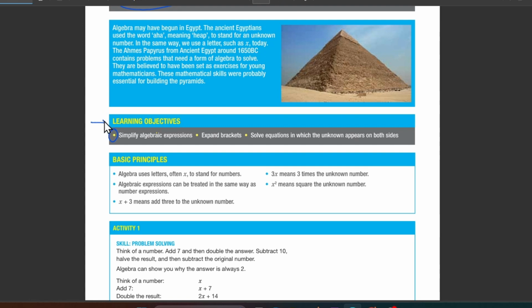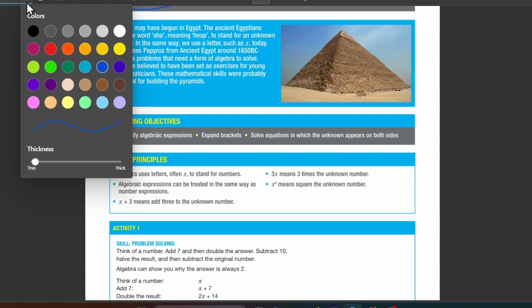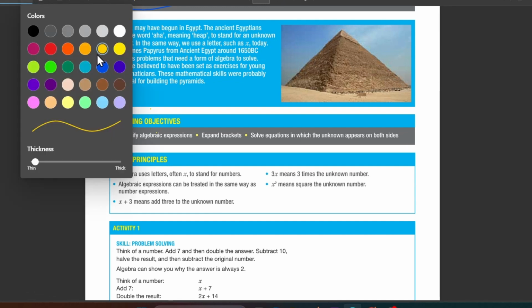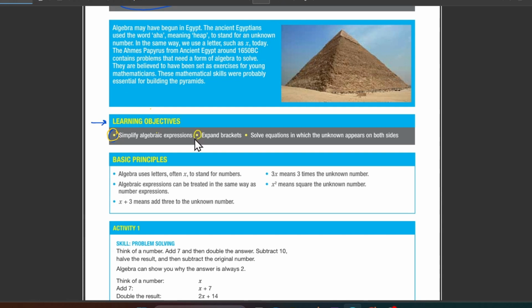If we look at the learning objectives in this lesson, you can see the first one is simplify algebraic expressions. The second one is expanding brackets. The third one is solve the equations in which the unknown appears on both sides. That means in both sides of the equation the unknowns are there. Expanding brackets, and simplifying algebraic expressions also.